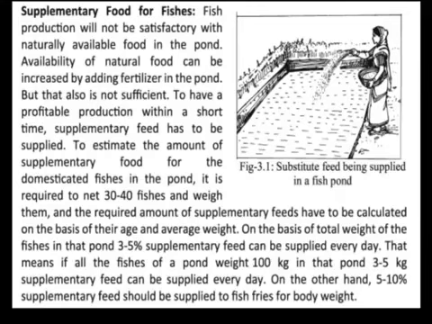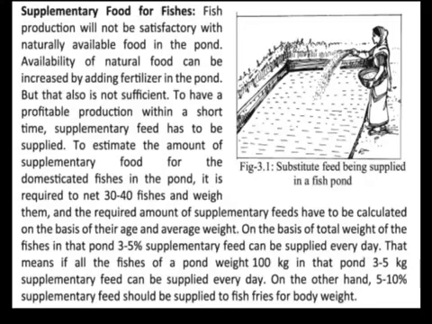But the availability of natural food can be increased by adding fertilizer in the farm. If I apply fertilizer in the farms, the natural food will increase, but this is also not sufficient. To have a profitable production within a short time, if you want to get more production from the pond within a short period of time, we'll have to apply supplementary food. That means we'll have to supply the supplementary food.